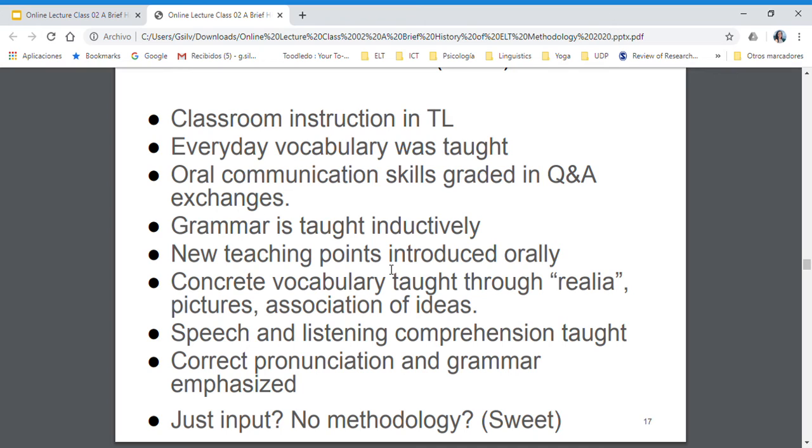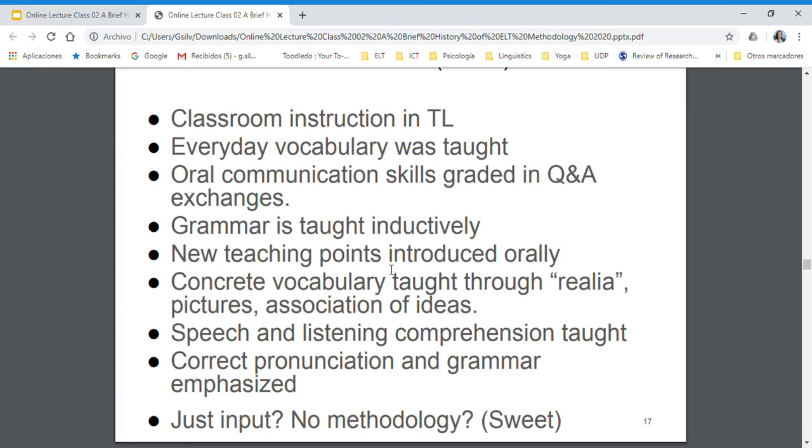I invite you to quickly do a YouTube search and look for the direct method. Just find a short video. Usually you're going to see this with children, and you're going to see how the use of pictures and the basic language is being used. Don't spend too much time on that, though. It's just for you to have an idea.